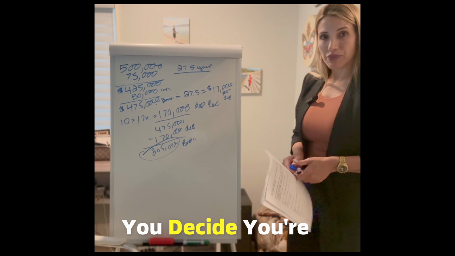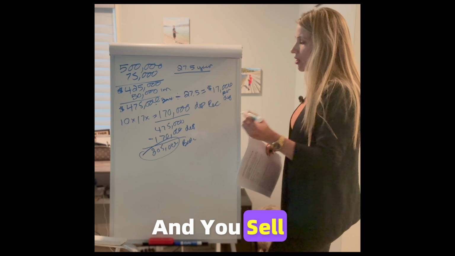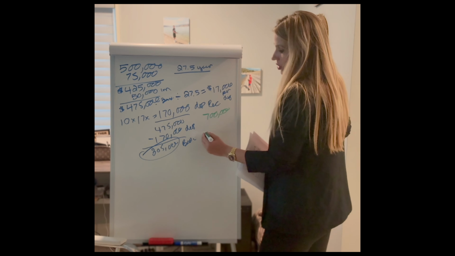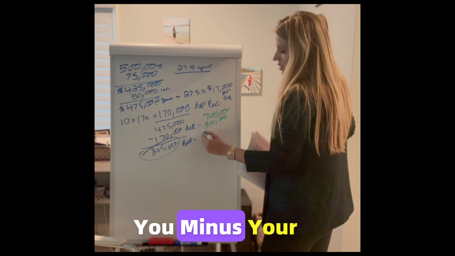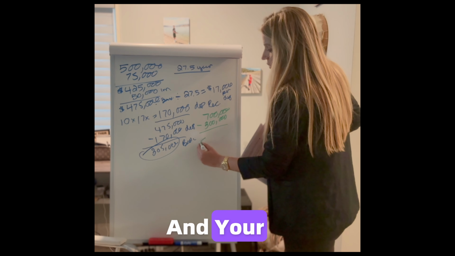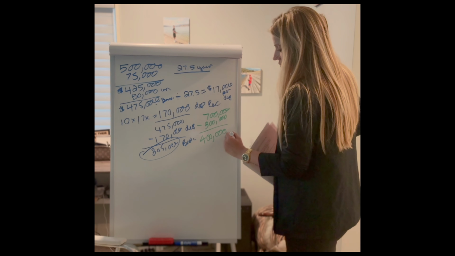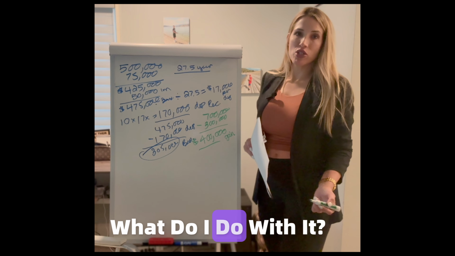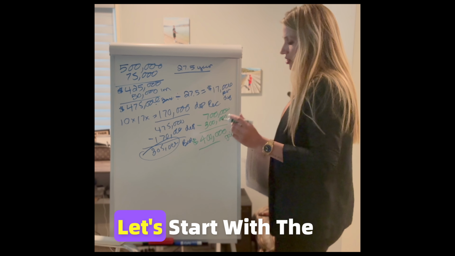You decide you're ready to sell, market's doing good, and you sell for, say, $700,000. You minus, let's just use $300,000, which is your basis, and your gain is $400,000 gain. So what happens to this money? What do I do with it? What do I owe? Well, there's two equations for this one. Let's start with the first.